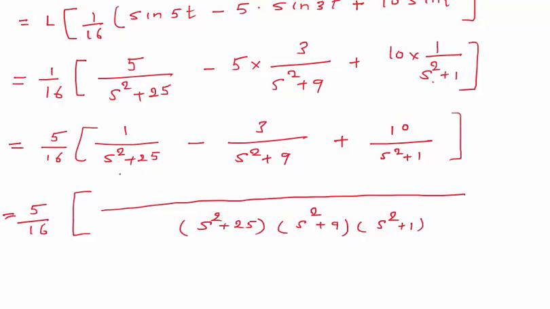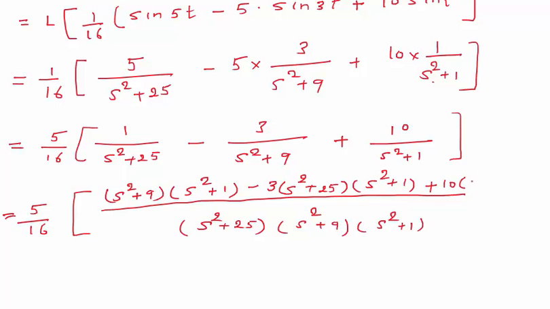we write here in place of 1, s square plus 9 into s square plus 1. Now try to understand, as this first term, I want to make the denominator as s square plus 25 into s square plus 9 into s square plus 1. So the numerator I have to multiply by s square plus 9 into s square plus 1. And similarly I can do for the rest of the terms also. So my second term will be minus 3 times s square plus 25 into s square plus 1, and the last term will be 10 times s square plus 25 into s square plus 9.